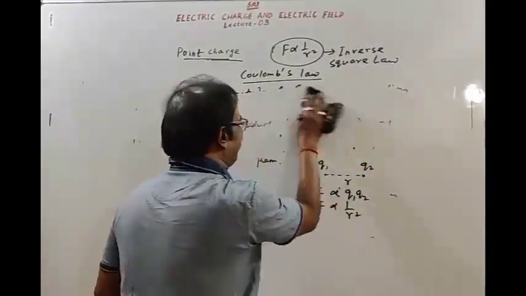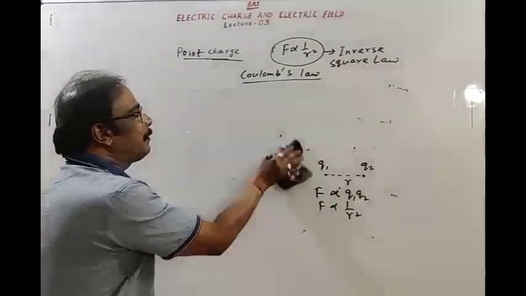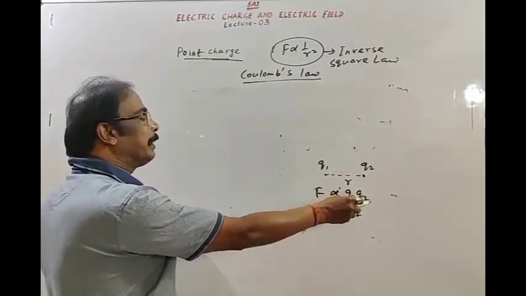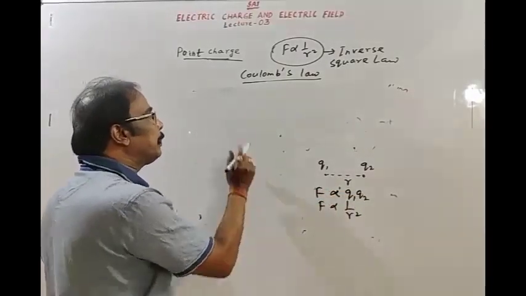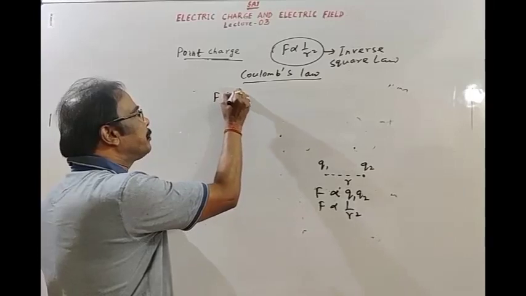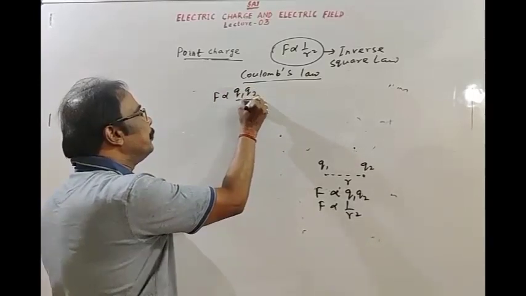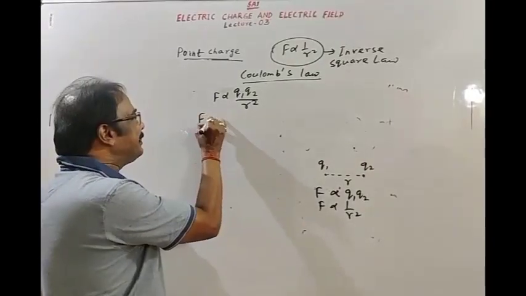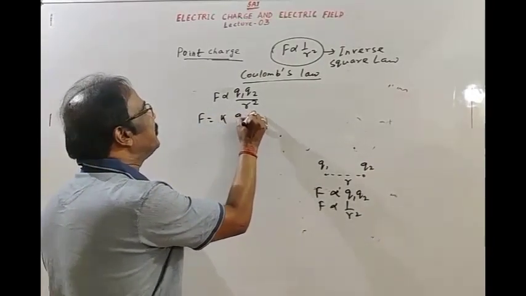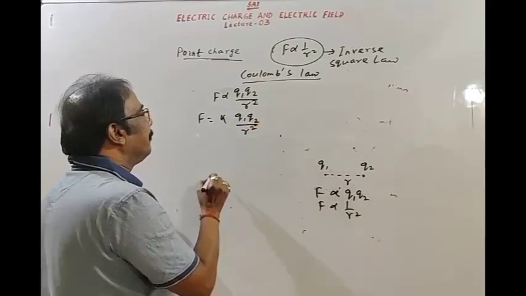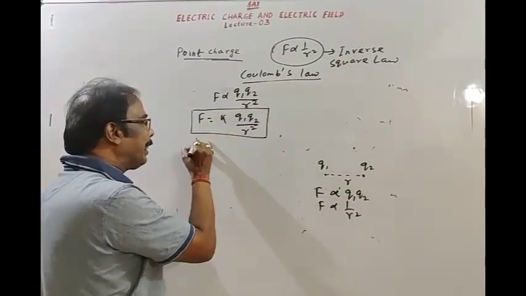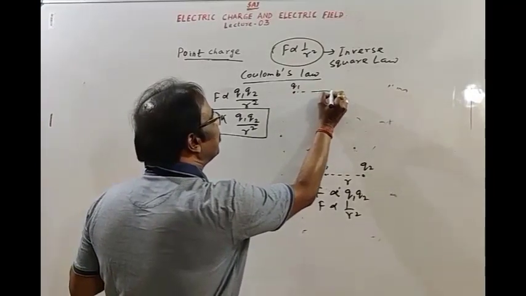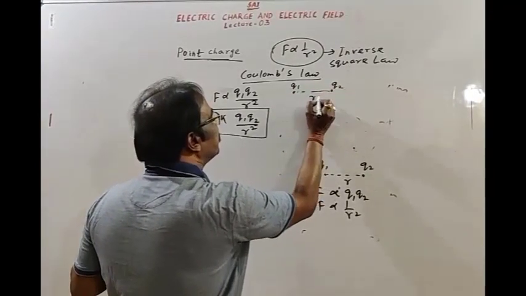Coulomb's law. So here force is directly proportional to the product of magnitude of charges, and inversely proportional to square of distance. We can write force is proportional to Q1 Q2 by R square. So F is equal to K, a constant, into Q1 Q2 by R square. Here I am representing Q1, this is Q2, this is R.